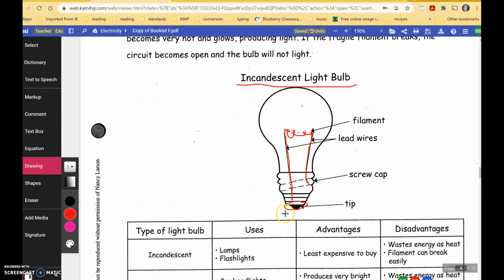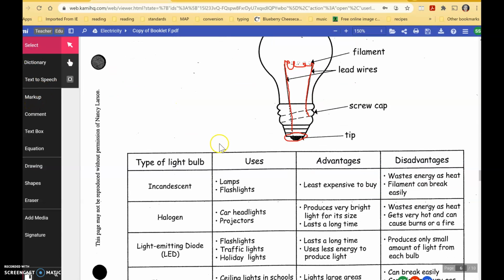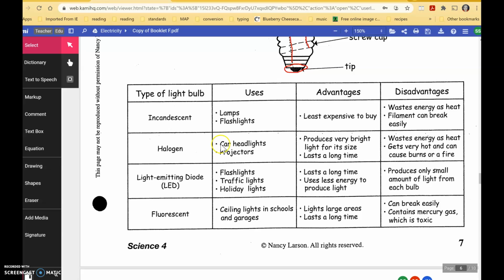Make sure you have this marked with your red colored pencil. Now, incandescent light bulbs are one type of light bulb. There's several more. So if you will look down here at this chart, it shows us 4 different types of light bulbs: incandescent, halogen, light emitting diode, which is an LED, and fluorescent.